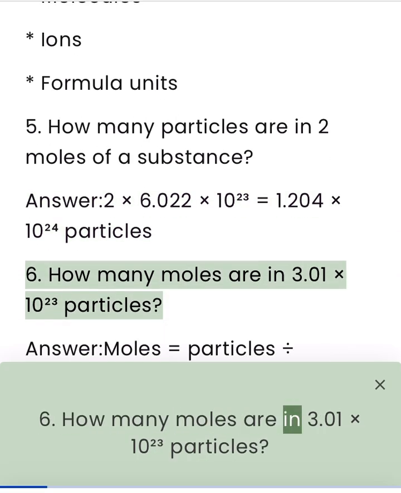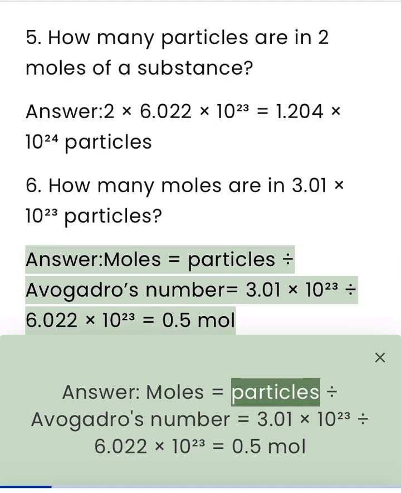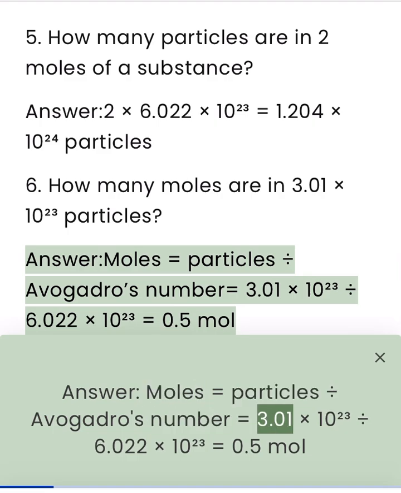6. How many moles are in 3.011 × 10^23 particles? Answer. Moles equals particles divided by Avogadro's number equals 3.011 × 10^23 divided by 6.022 × 10^23 equals 0.5 moles.